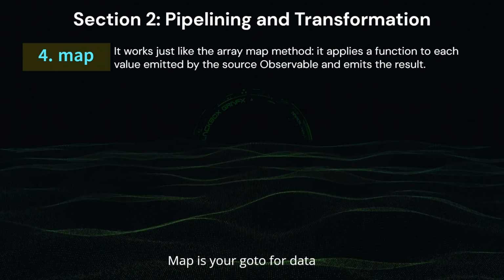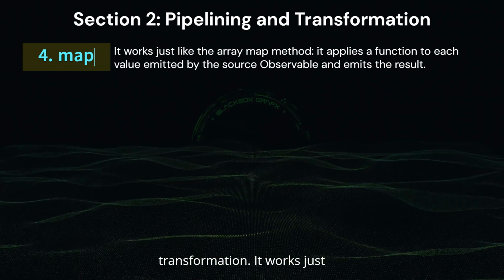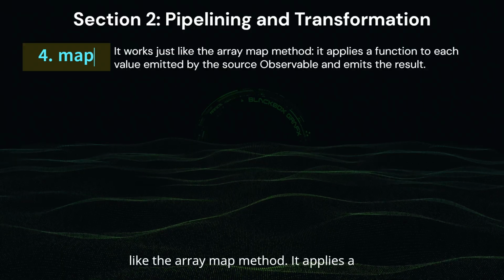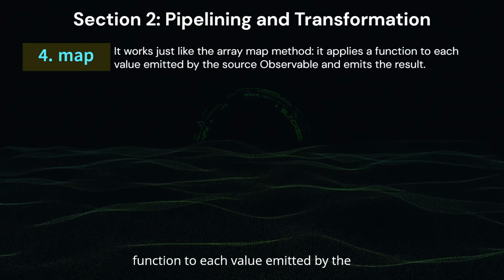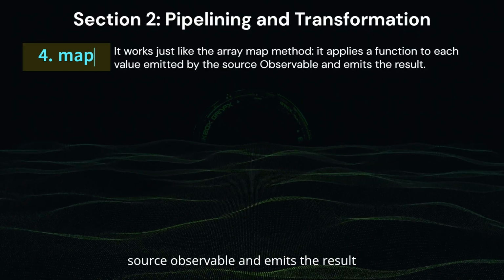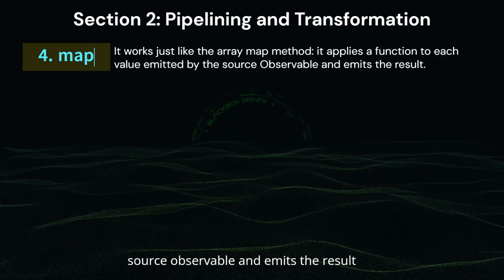Map is your go-to for data transformation. It works just like the array map method. It applies a function to each value emitted by the source observable and emits the result.